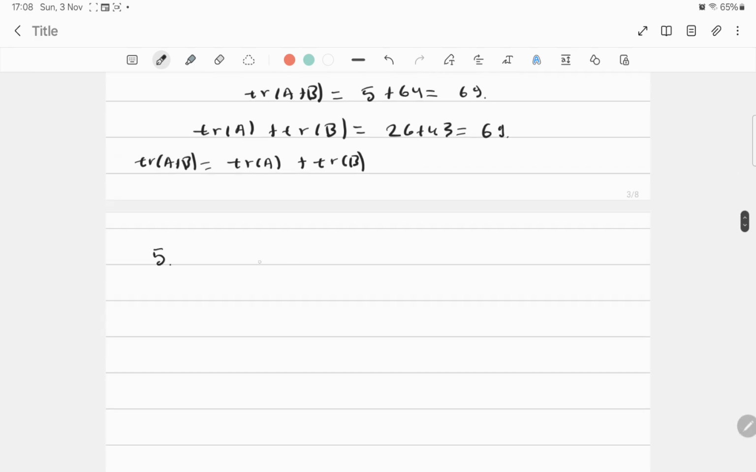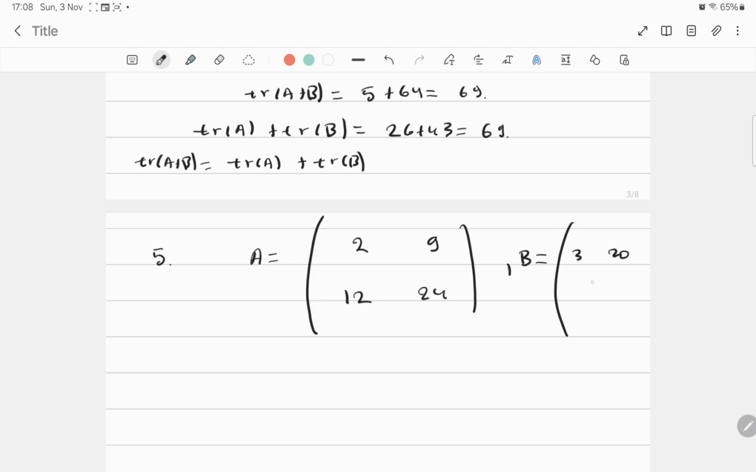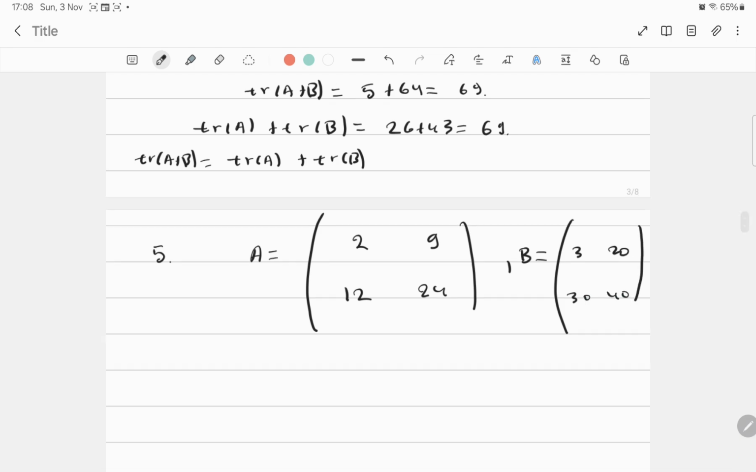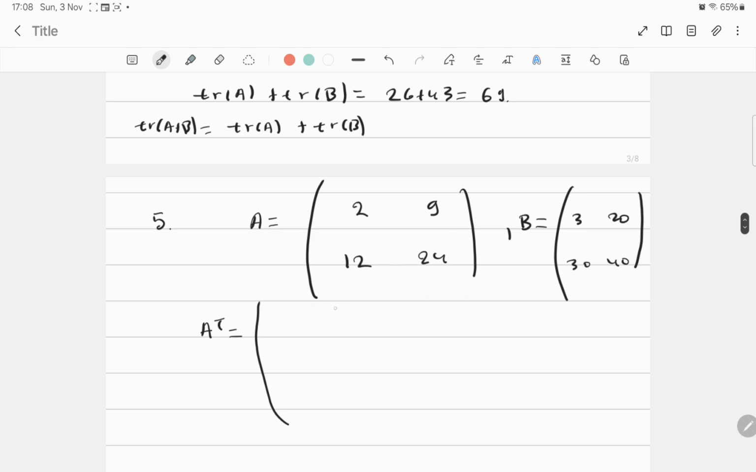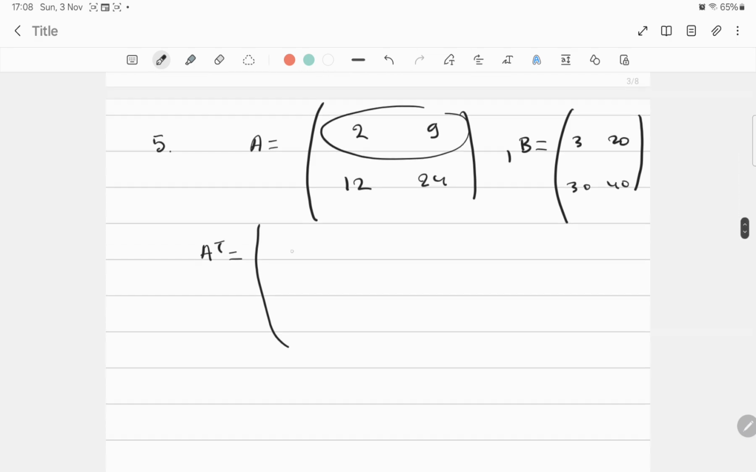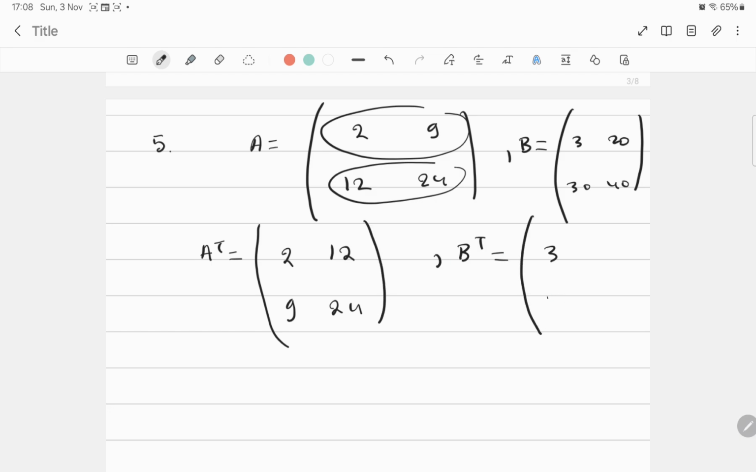Number 5, we need to find the transpose of the matrices A, 2, 9, 12, 24, and matrix B, 3, 20, 30 and 40. We take the transpose, which means that we rotate 90 degrees clockwise. So this row becomes a column 2, 9, and this row becomes a column 12, 24. B transpose, we transpose the matrix 3, 20, and here we write 30 and 40.